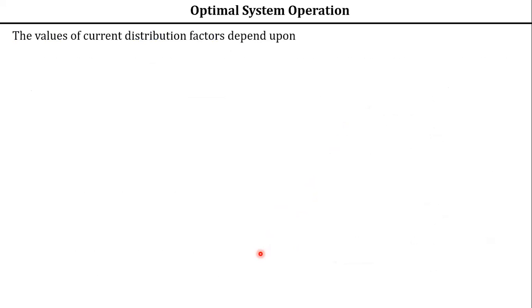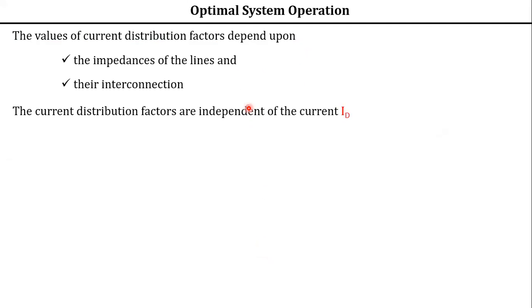Now the values of the current distribution factors, MP1 and MP2, depend on two factors. One is the impedances of the lines, and the second is the type of interconnection, how these networks are interconnected. So these are the two factors which decide the current distribution factors. However, these current distribution factors MP1 and MP2 are independent of your load current ID.